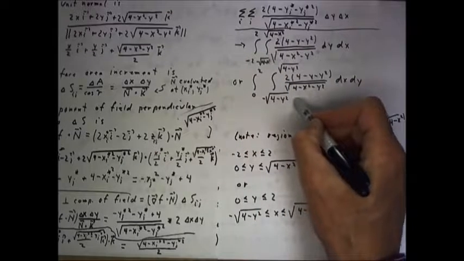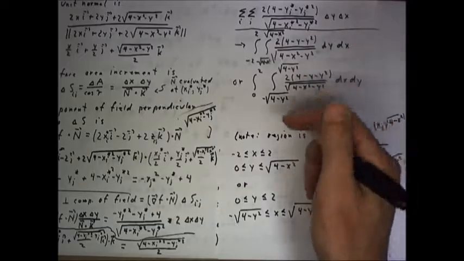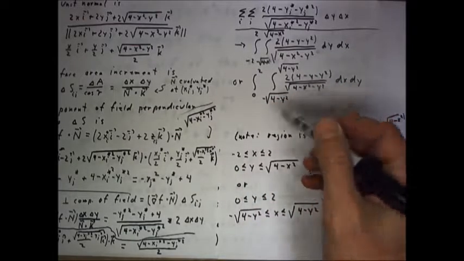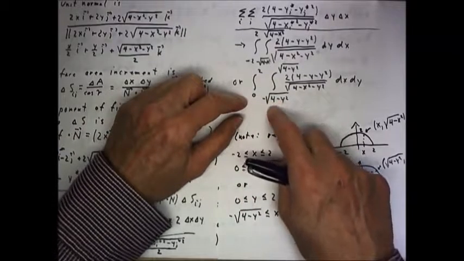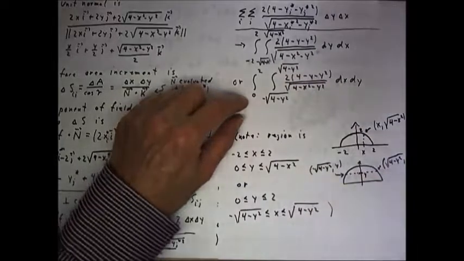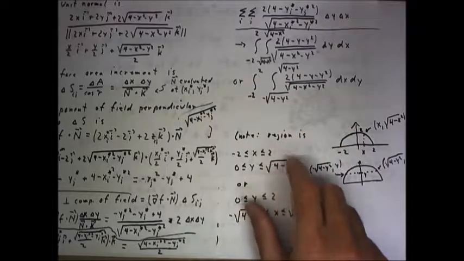The alternative way of writing the integral, we could reverse the integration, and we could let y go from -2 to 2, not from 0 to 2, from -2 to 2, with x going from negative square root of 4 minus y squared to the square root of 4 minus y squared. Okay, now the integrals appear to be correct.